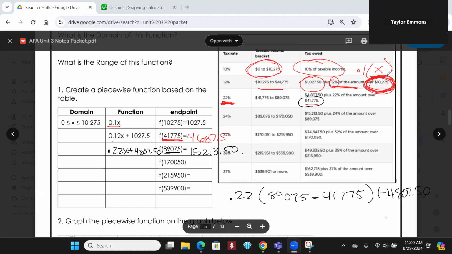So I got 15,213.5. Yes, no, maybe. Yes. Okay, when we get back, we're going to work a couple more problems like this. Okay?